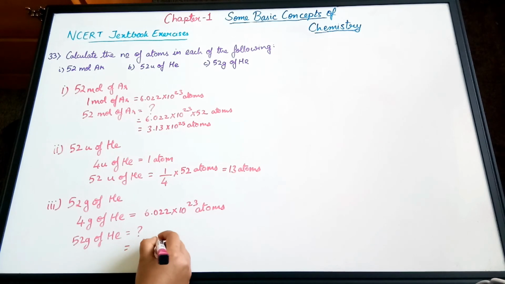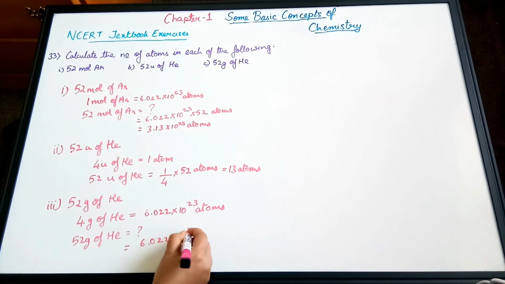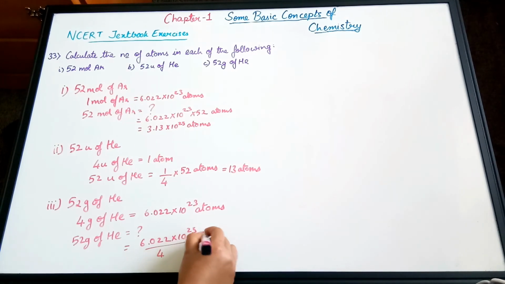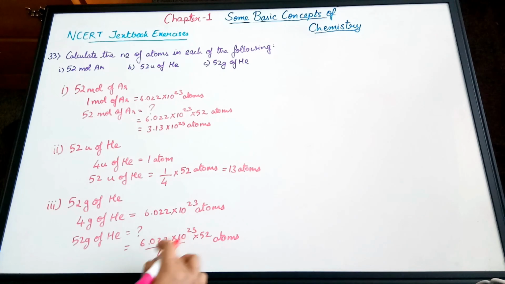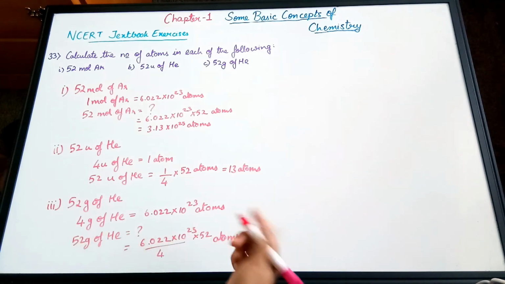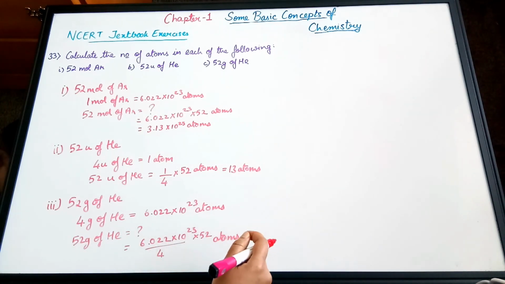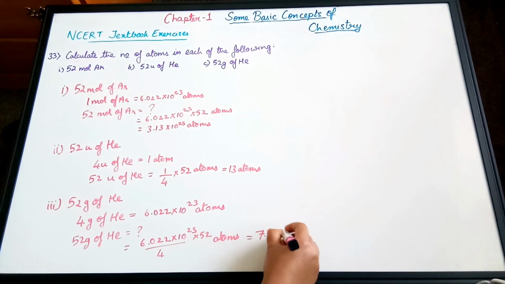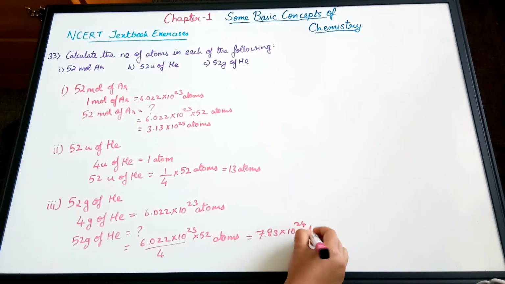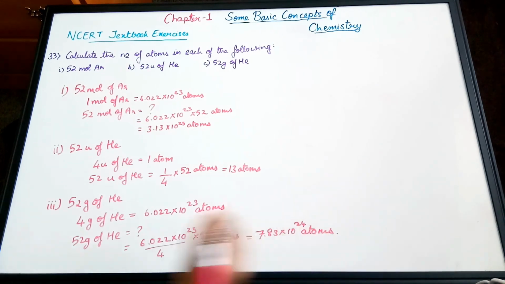So 6.022 into 10 to the power 23 divided by 4 into 52 atoms. Here the unit of gram gets cancelled, leaving behind the number of atoms. When simplified, this gives us 7.83 into 10 to the power 24 atoms.